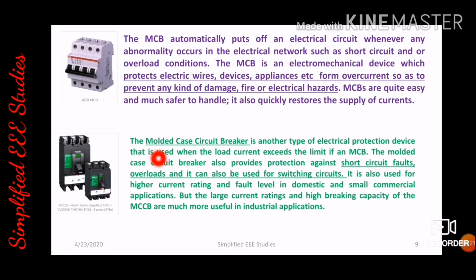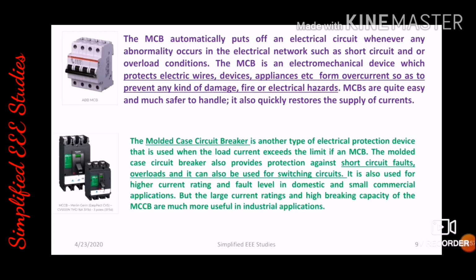So the main purpose of MCCBs is to prevent short circuit faults, to protect the devices against overload conditions, and it can also be used for switching circuits. Normally, the breaking capacity is more in the case of a molded case circuit breaker. It is preferred for industrial areas rather than household applications. Why? Because the making and breaking capacity is more in the case of MCCB.